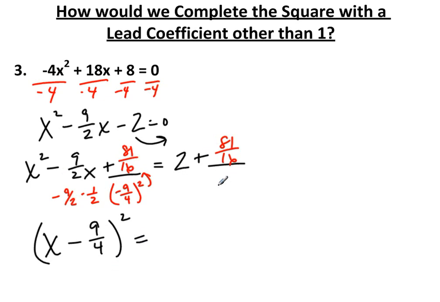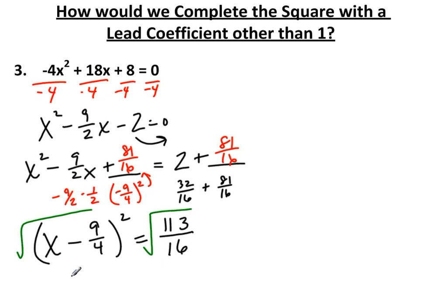Over here again, I have 81 over 16. But I need common denominators to add them, so my common denominator would be 16 in this case. So I get 32 over 16 plus 81 over 16. My common denominator 16 stays, but my numerator becomes 113. I'm going to take the square root of both sides.